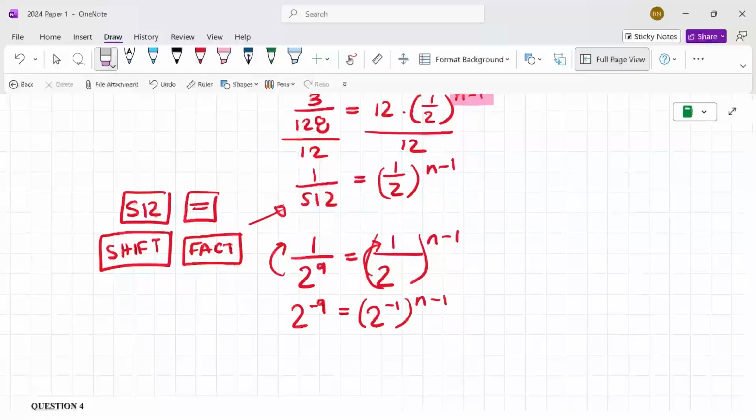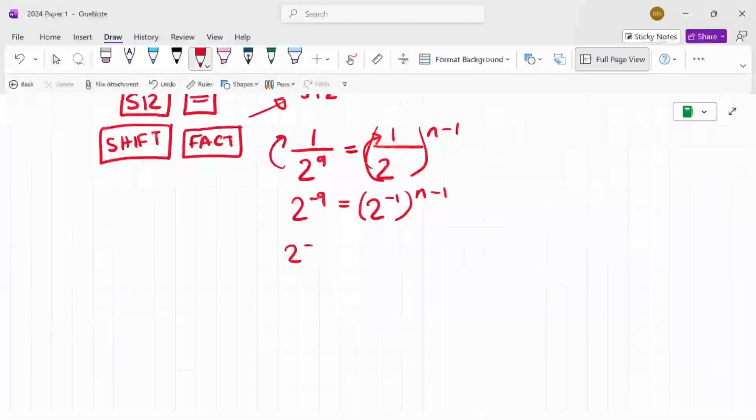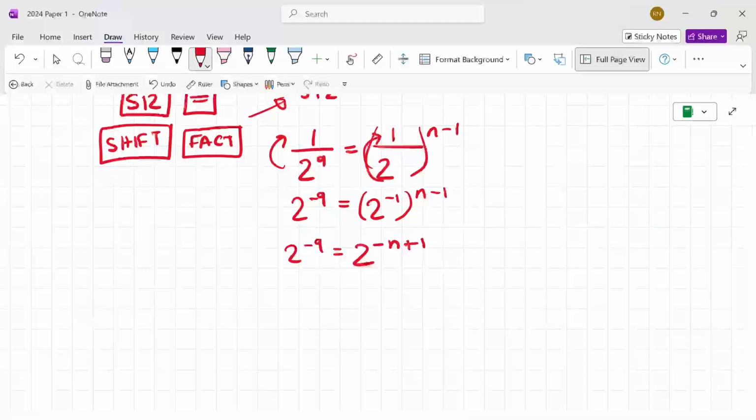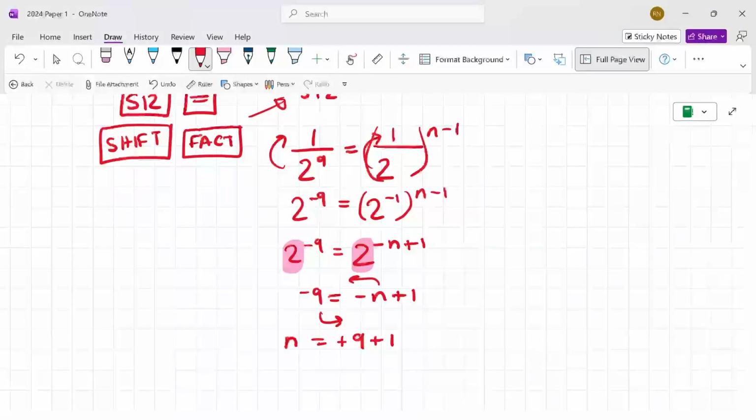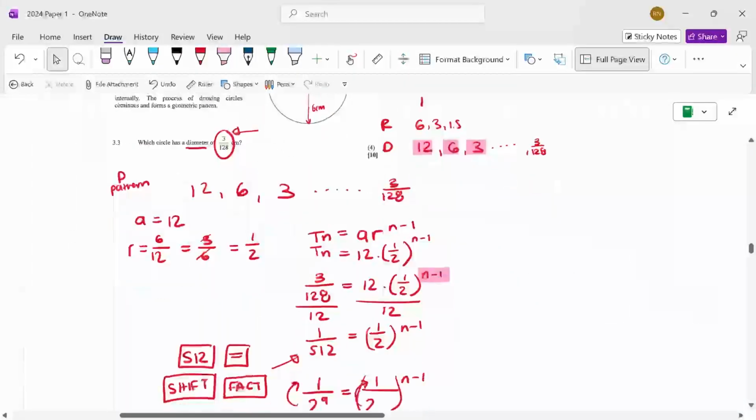If I expand this, I will have 2 to the power of minus 9 is equal to 2 to the power of minus n plus 1, right? Now I can drop the bases because both of these are 2, so it'll be minus 9 is equal to minus n plus 1. I'm going to move the n to that side and move the minus 9 to that side, so n is equal to positive 9 plus 1, and so n is equal to 10. So in our case, n is equal to 10. That would be the diameter, that would be the circle, so the 10th circle.